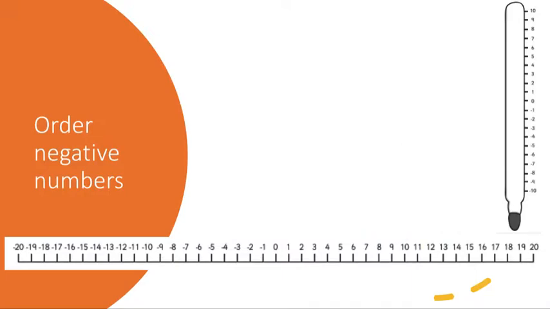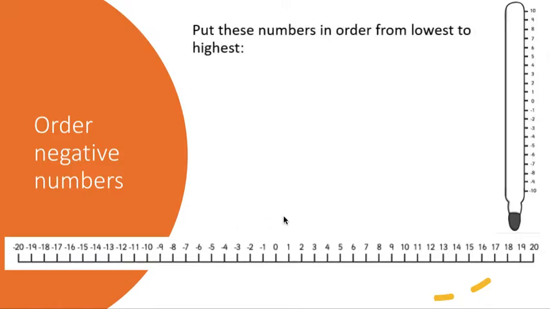Okay, in session 2, we were ordering negative numbers. So put these numbers in order from lowest to highest. Remember, always check which way round you would like you to order them. Here are the numbers. Have a go. And let's work them out together. Start by finding the numbers.